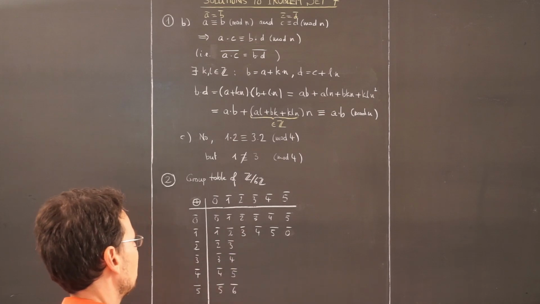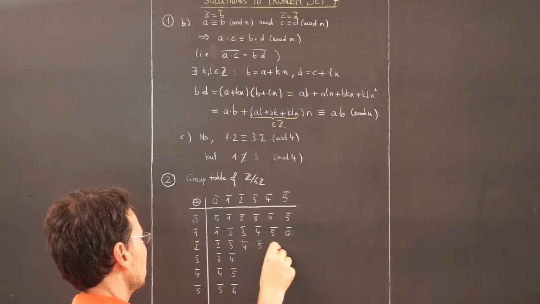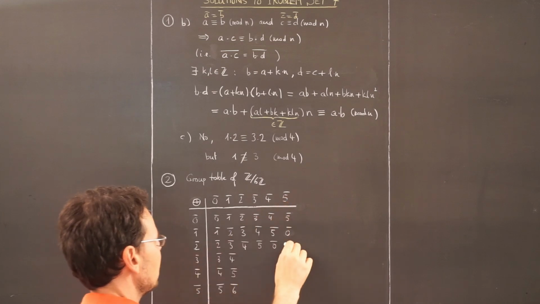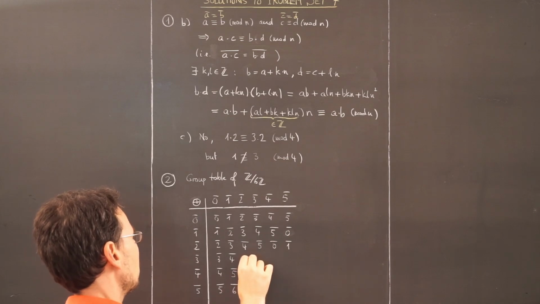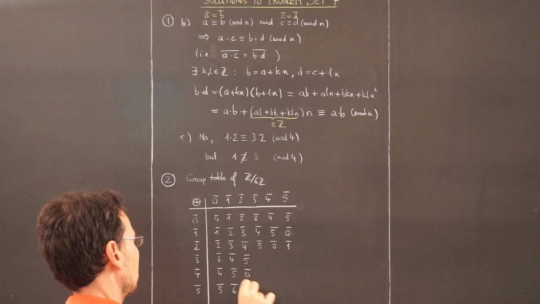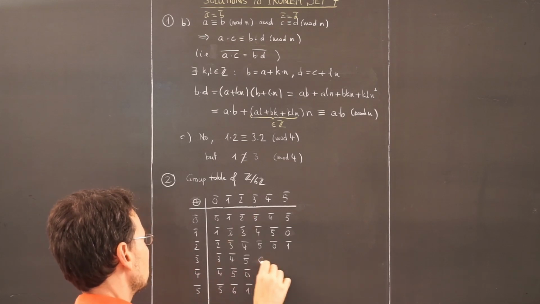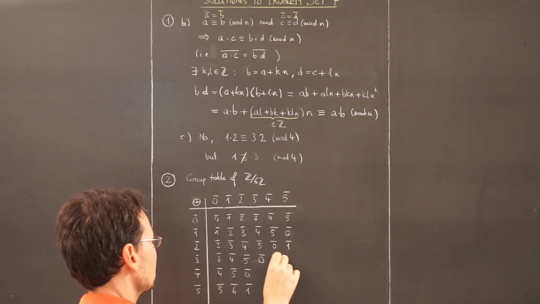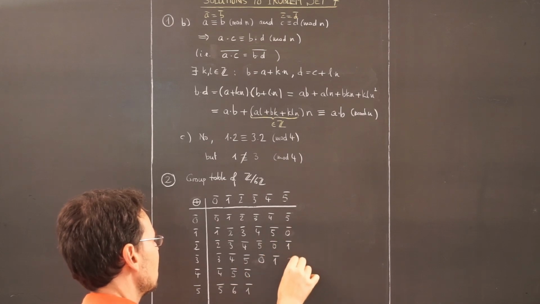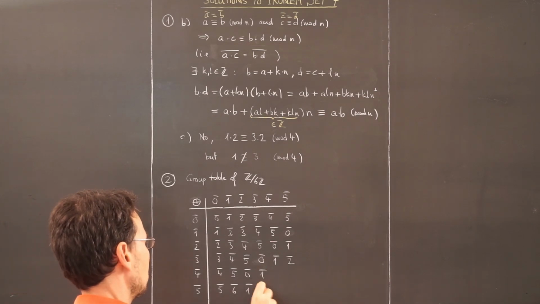So now the same with 2: 2, 4, 5, 6 bar, which is 0 bar, and 7 is congruent to 1 mod 6. So we have this, and again this here. Now with 3, 3 plus 3 is 6, which is 6 bar, the same as 0 bar. Then we have 7, which is the same as 1 bar, and 8 bar, which is the same as 2 bar modulo 6. And here again 1 and 2.